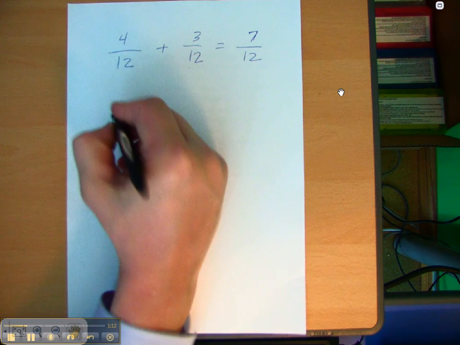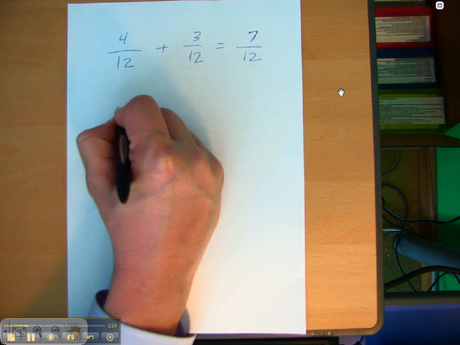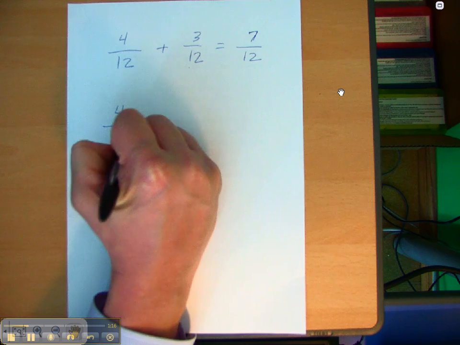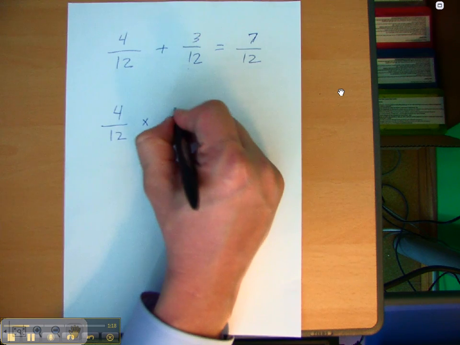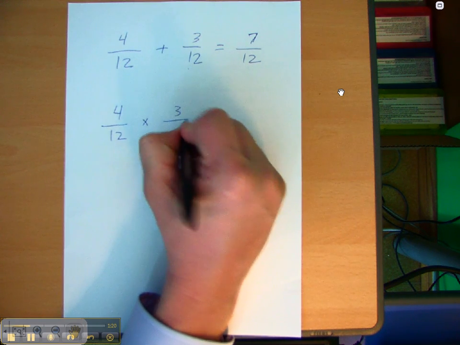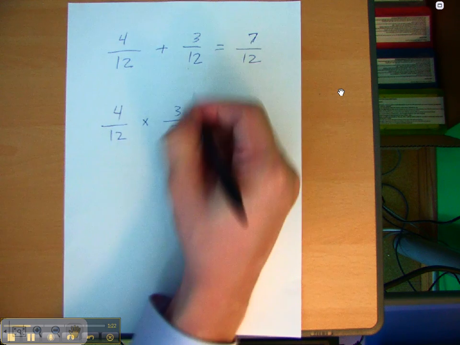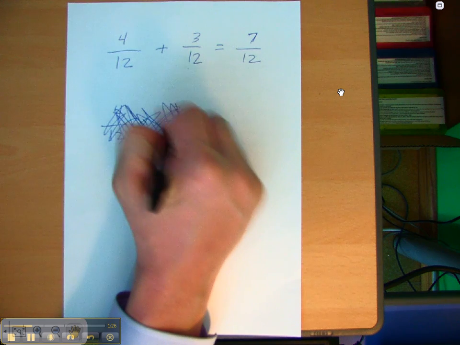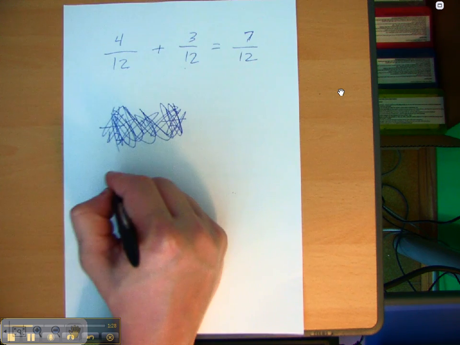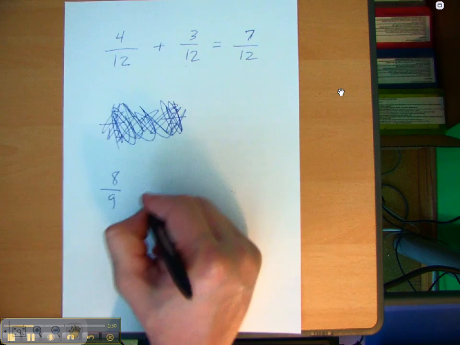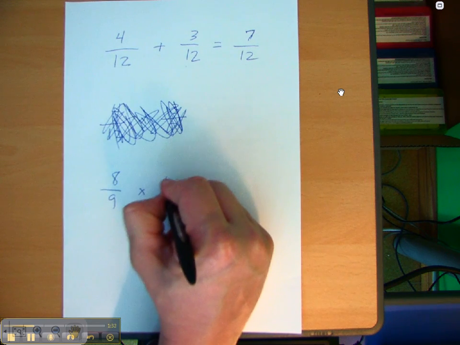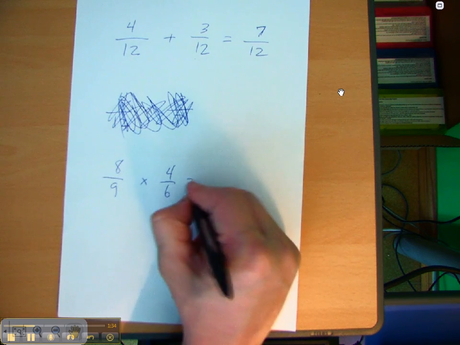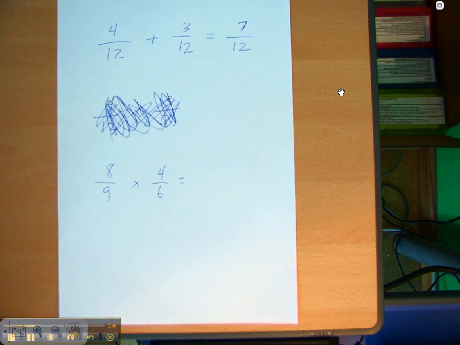Now, if I were to give you the same fractions, but multiplying them, well, you know what? Actually, that's probably a pretty bad example. Let me go ahead and just scribble dibble. All right, here we go. We're going to go 8/9 times 4/6. Okay.